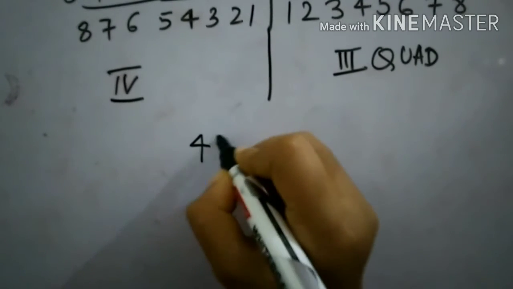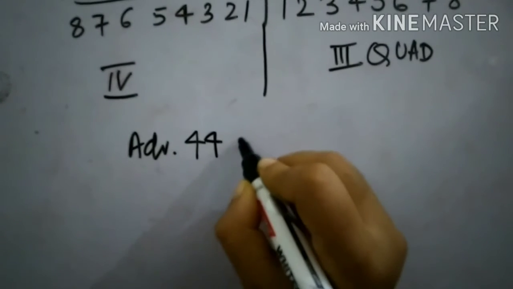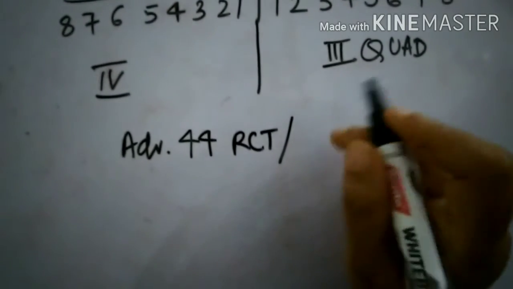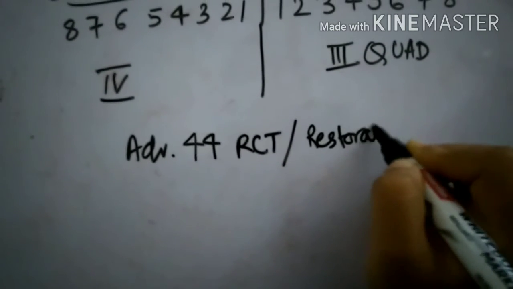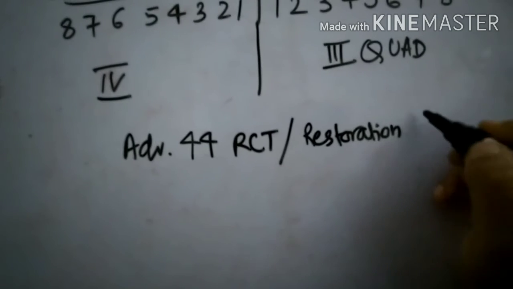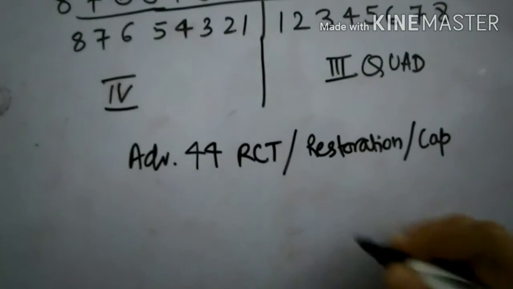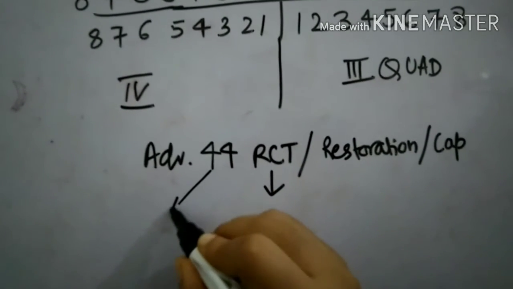Now what is the significance of all this? If you see your dental prescription clearly, it might have some numbers written. For example, advice for RCT or a restoration, or you require a cap, and you don't understand which tooth the dentist is talking about. So now it'll be easy for you to understand.